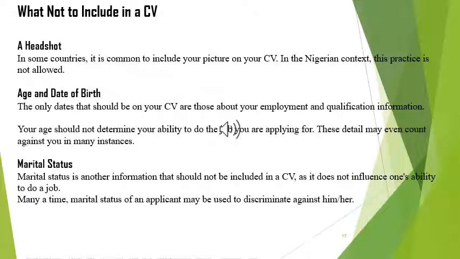Marital status is another piece of information that should not be included in a CV, as it does not influence one's ability to do a job. Many a time, the marital status of an applicant may be used to discriminate against him or her. So again, when you are writing a CV, you do not need to include your marital status. Again, I should mention here that this is not cut and dried. Some places may want to know your marital status because you may be applying to a place perhaps that is a religious institution or an institution where it is required that you be married.